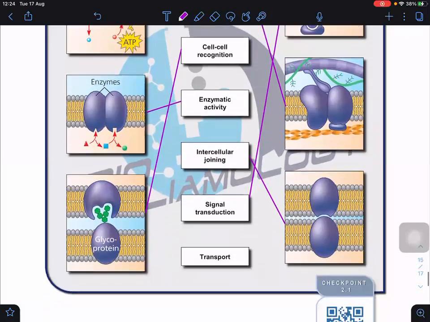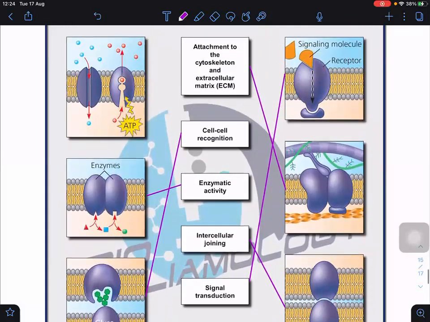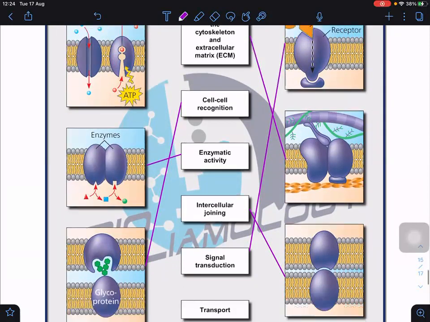And the last one is transport, facilitated diffusion using the ion channel, or active transport using carrier proteins. So for transport, these are the answers.